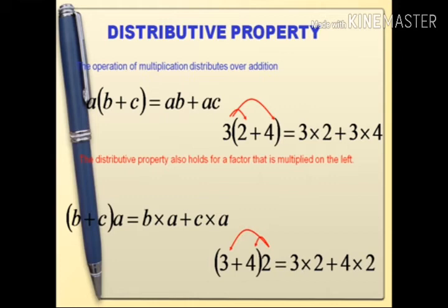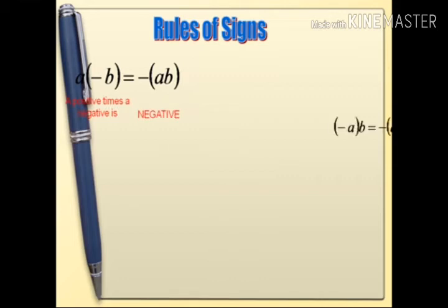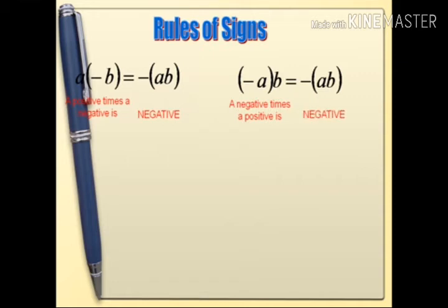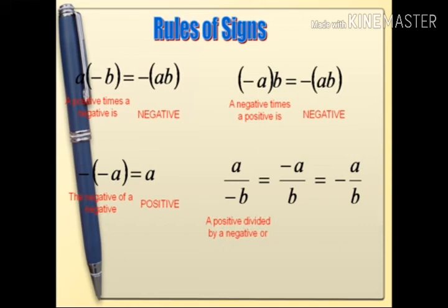Just see here, the distributive property also holds when the factor is multiplied on the left. Just see here, (B plus C) into A. Even if the position changes, it will also work. Now the rules of sign are very mandatory here. See here, a into minus b gives you minus ab. Minus a into b gives you minus ab. Just follow: minus minus is positive. And a by minus b equals minus a by b equals minus ab.